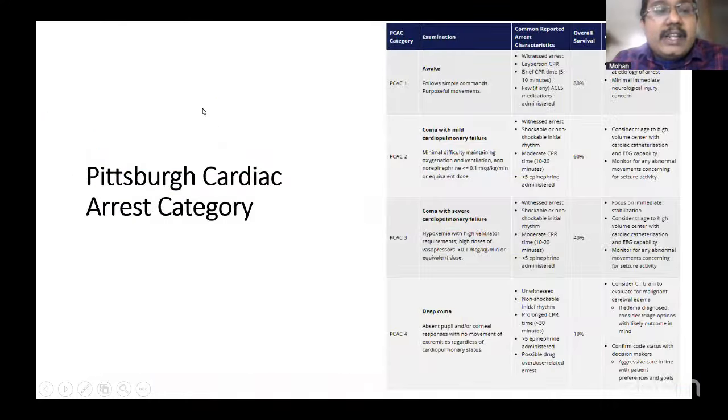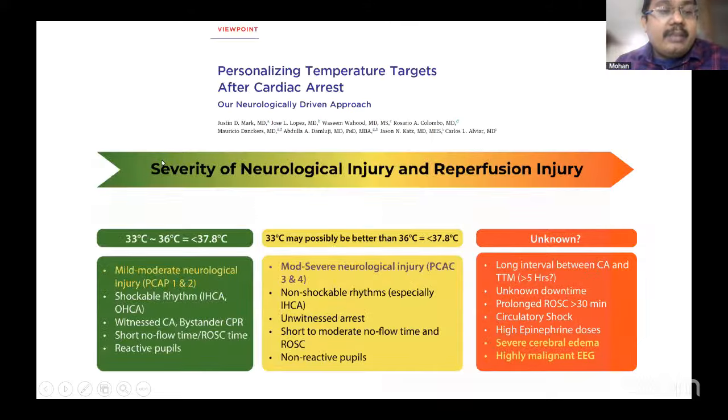So in the Pittsburgh category, you can see that category 1 and category 2 are good, whereas category 3 and category 4 are bad. Category 1 is awake, category 2 is coma with mild cardiopulmonary failure, 3 and 4 are coma with severe cardiopulmonary failure, and 4 is deep coma. So this is the Pittsburgh cardiac arrest category.